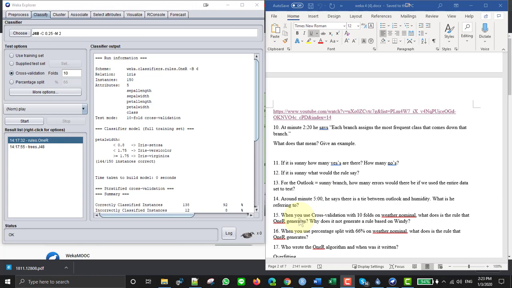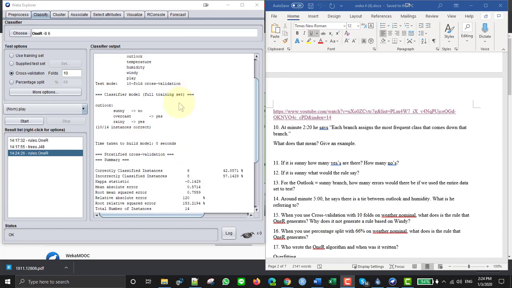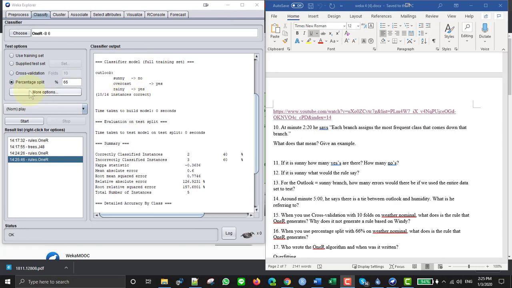Okay, when you use cross-validation with tenfold on the weather nominal, what does the rule 1R generate? Why doesn't it generate a rule based on windy? So it uses outlook. We could ask why it doesn't use a rule based on windy, which was another of the attributes. But outlook produces a better prediction, a better accuracy than does windy. Okay, if we use percentage split here, we still split on outlook, but the accuracy is 40%.